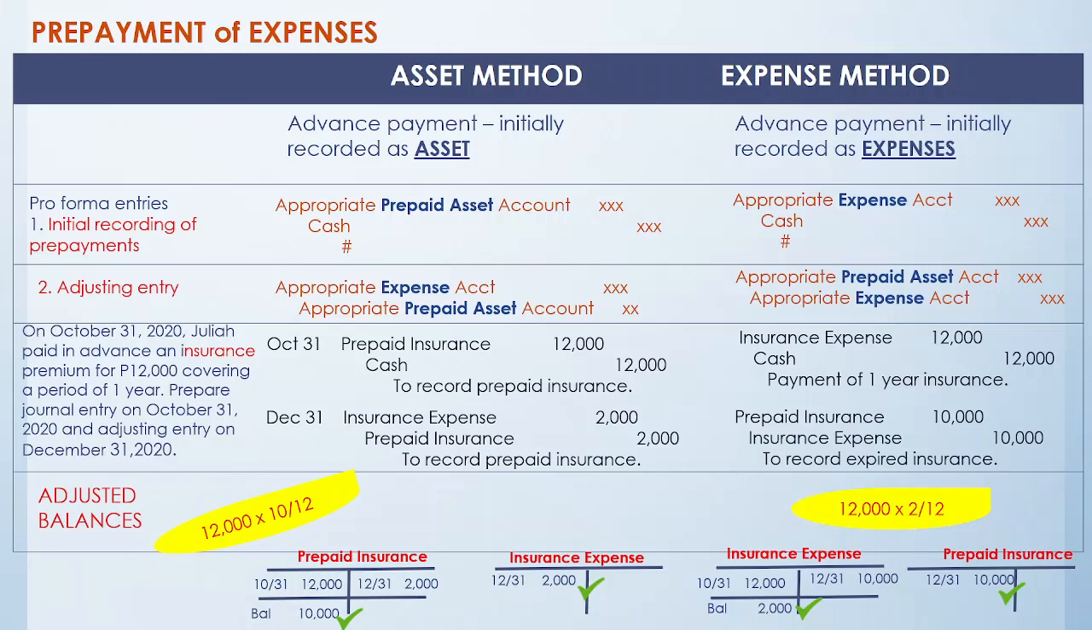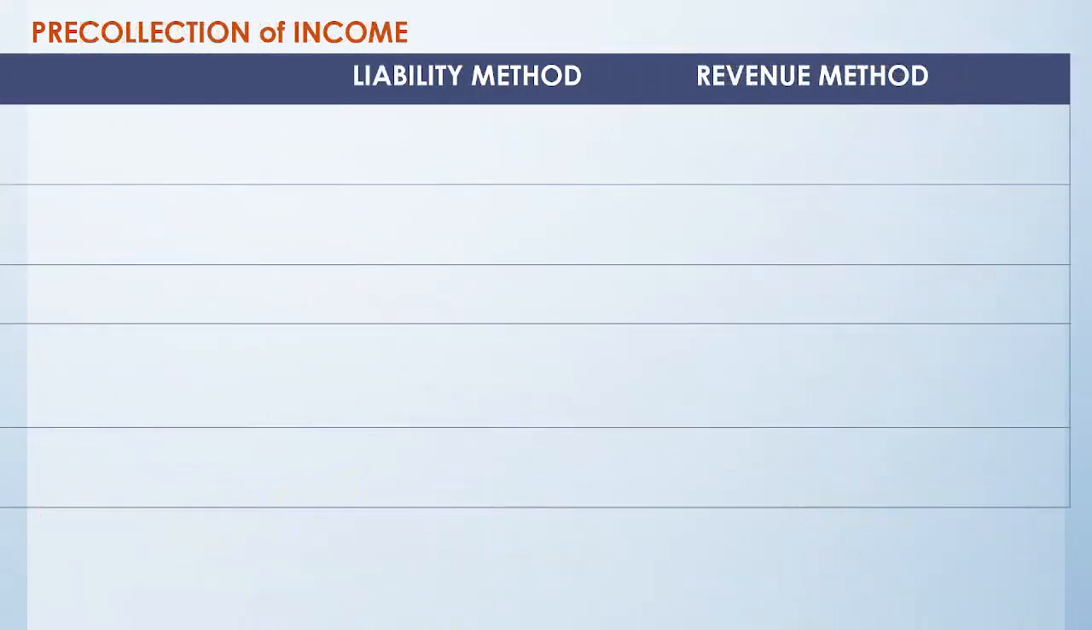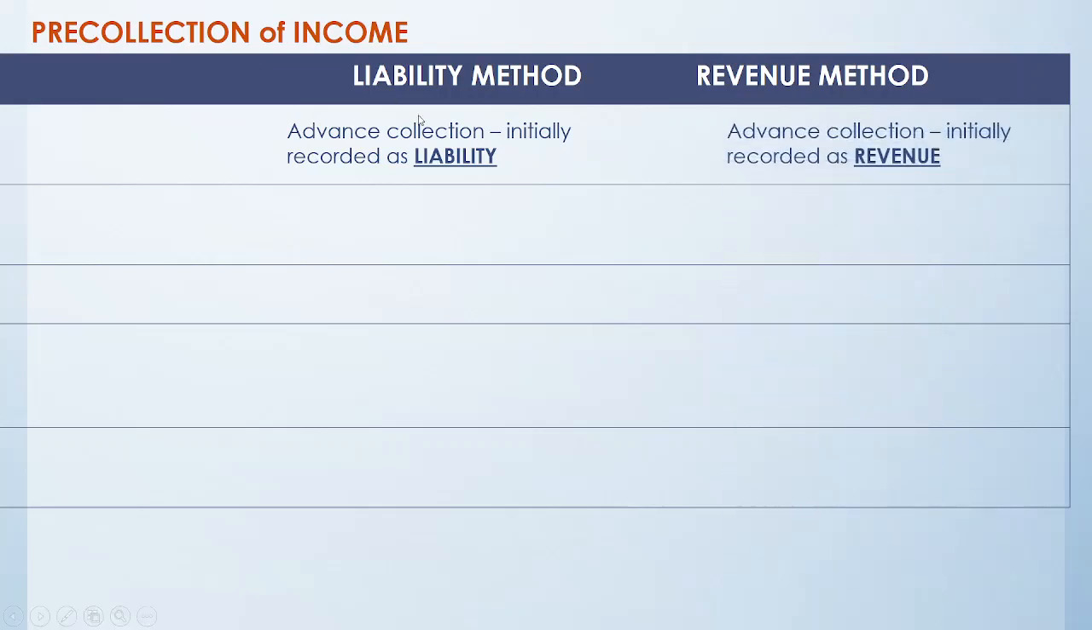Let us proceed to the pre-collection of income. Okay, this is also known as the deferral or the deferred revenue. These are advance collections of business revenues from customers, and definitely upon receipt of the cash payments, these are not yet earned by the business, right? As you can see in the slide, the cash collections may be recognized initially as revenue or liability. So that's why we have two methods here in the recording of the pre-collection of income.